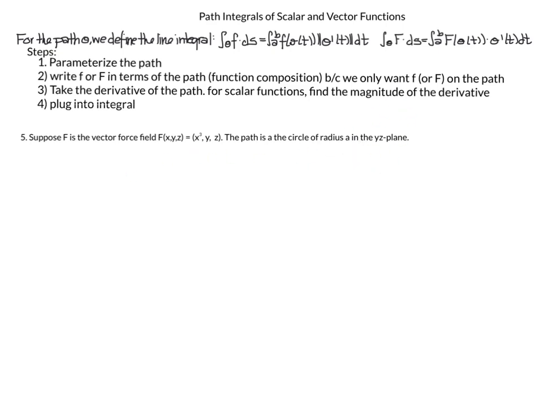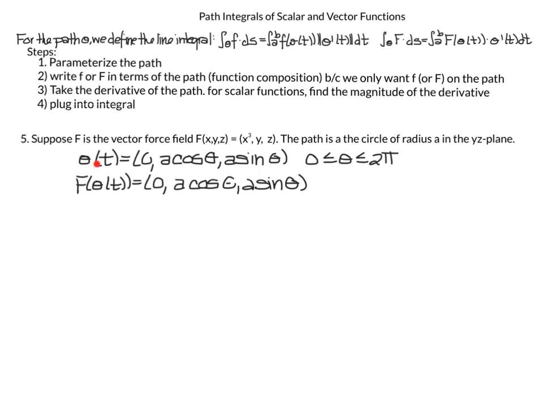So this one we actually have to parameterize. Yay! Here I have my parameterization. Since it's in the yz plane, that's where x is equal to 0. And then my radius is a, so I have a cosine theta, a sine theta. Theta goes between 0 and 2 pi. You're going to be parameterizing so many circles and maybe a helix. It's good to know this.